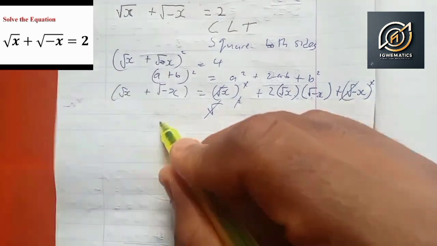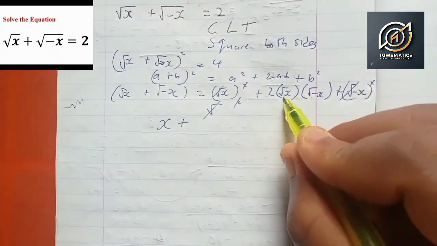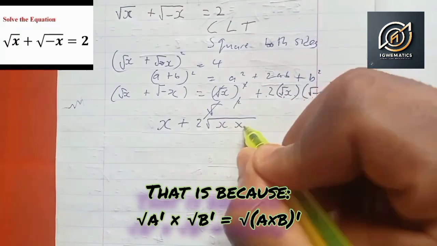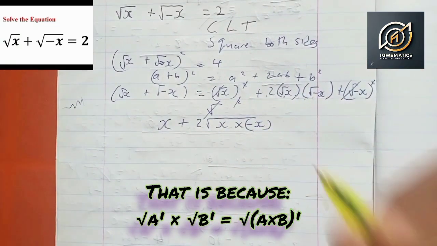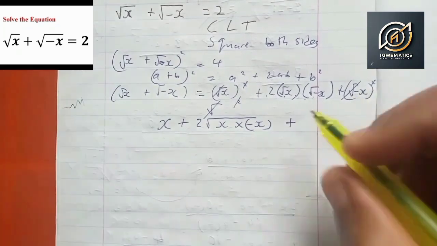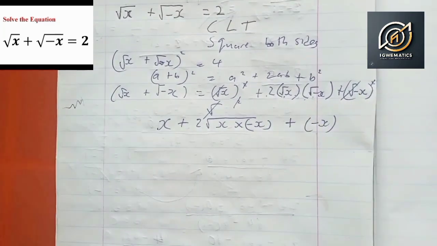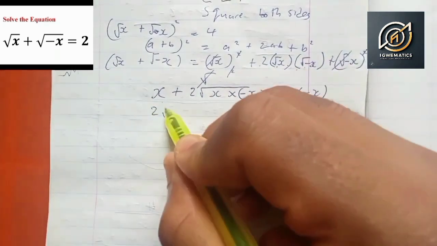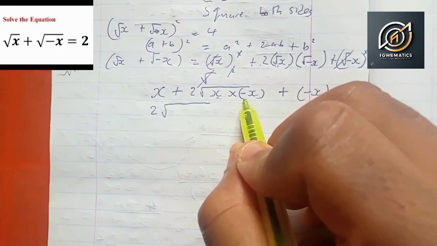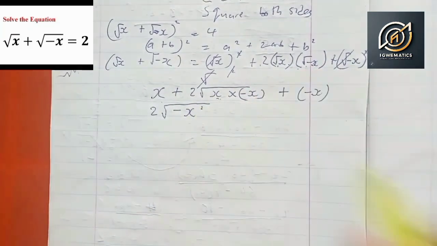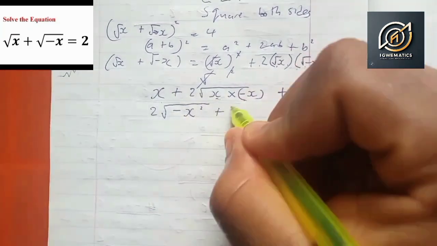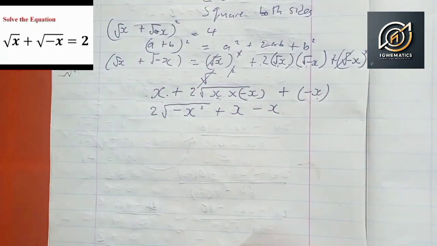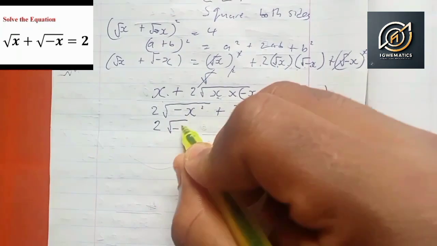Let's rewrite the expression. x plus 2 times the square root of x times the square root of negative x would be 2 times the square root of x times negative x, plus square root cancel square. This would be minus x. Let's collect like terms again. We would have 2 times the square root of x times negative x would be minus x squared, plus x minus x would be 0. So we are left with 2 root of minus x squared.